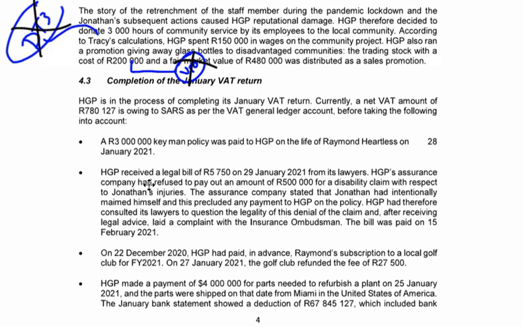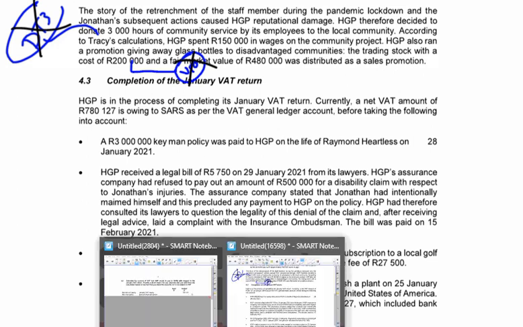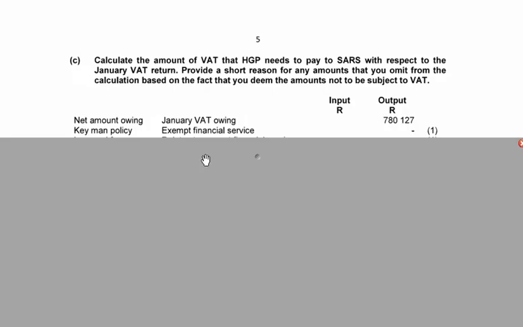HGP Insurance Company had refused to pay out an amount of 500 for the disability claim with respect to Jonathan's injuries. The insurance company stated Jonathan had intentionally maimed himself and has precluded any payment to HGP on the policy. HGP had therefore consulted its lawyers on the question of legality for the denial of the input claim. So guys, that claim is for an exempt supply. So that lawyer's fee, you cannot claim VAT on because it's for an exempt supply.